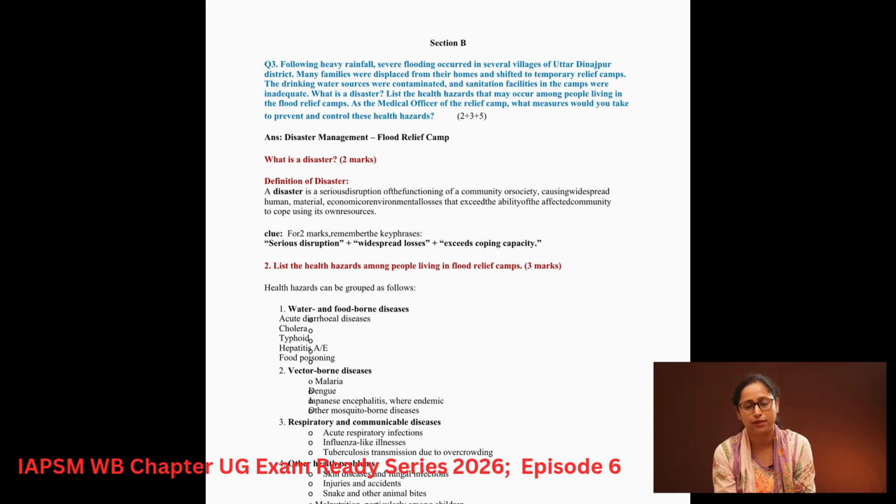So, basically what happens is disaster, you need help from outside that area. So, the clues are basically you must remember these words: serious disruption, widespread loss and exceeds the coping capability, right. Now, if we list the health hazards among people living in a flood relief camp, as mentioned here, we can talk about the water and foodborne diseases, including acute diarrheal diseases, cholera, typhoid, hepatitis A and E, food poisoning.